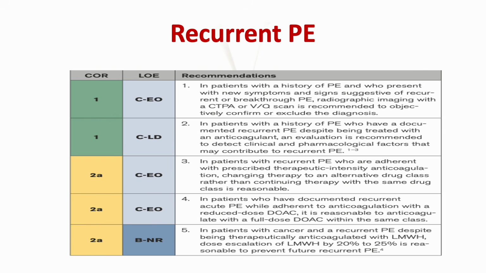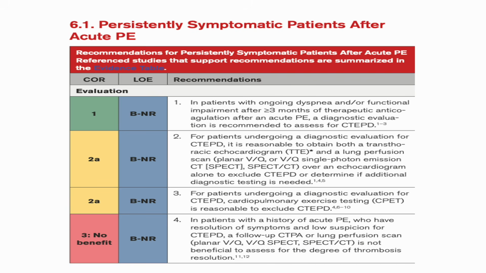And patients with cancer and recurrent PE, despite being anticoagulated with low molecular weight heparin, you should escalate the dose of low molecular weight heparin by 20 to 25% to prevent recurrent PE. Very, very clear, beautiful table.